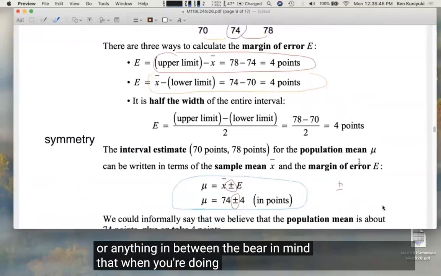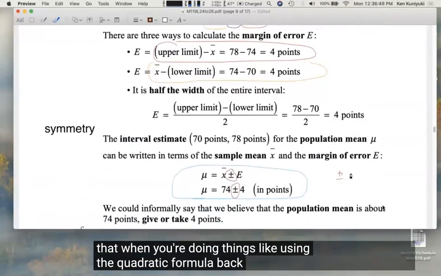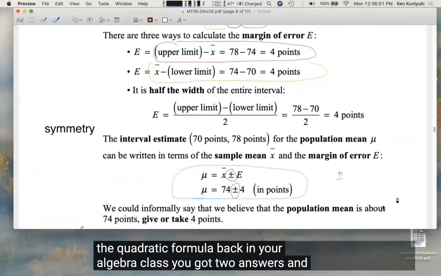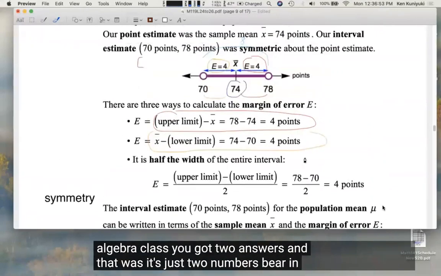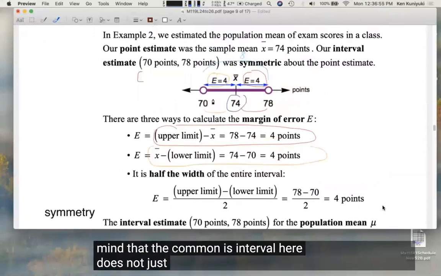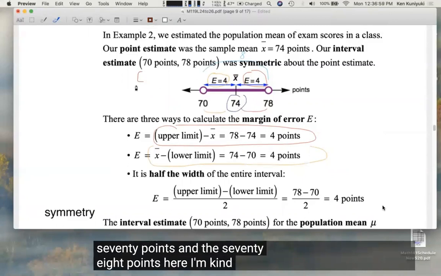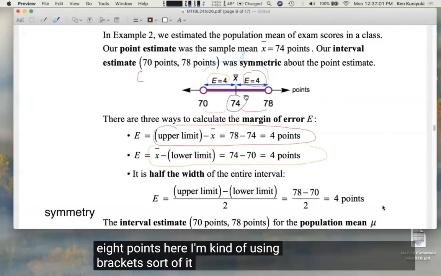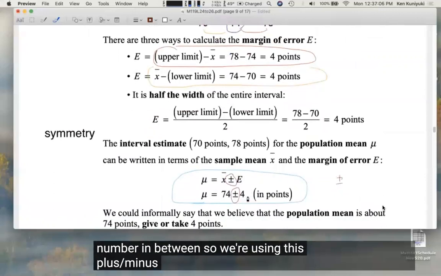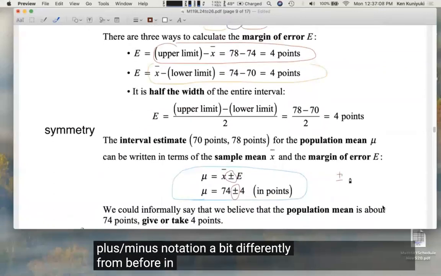Bear in mind that when you were using the quadratic formula back in your algebra class, you got two answers, and that was it, just two numbers. Bear in mind that the confidence interval here does not just contain two numbers, the 70 points and the 78 points. It also picks up every number in between. So we're using this plus minus notation a bit differently from before in your algebra classes.